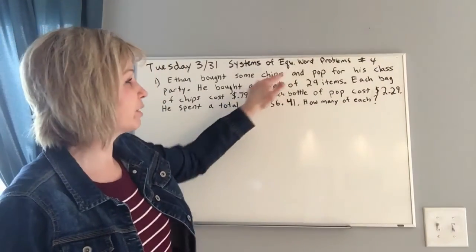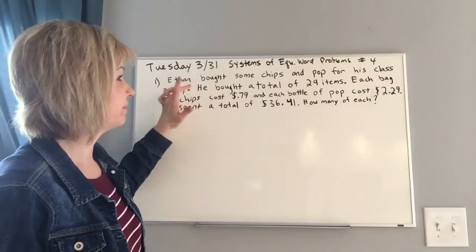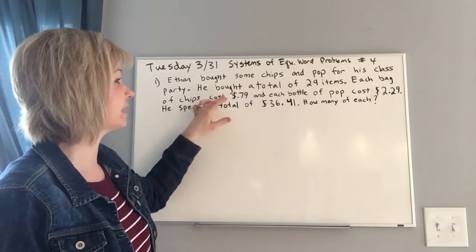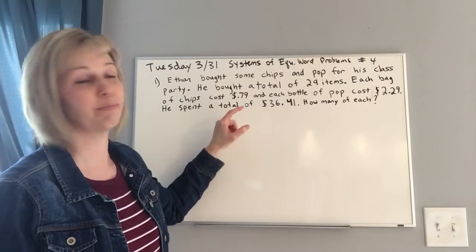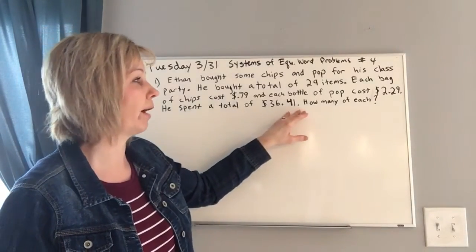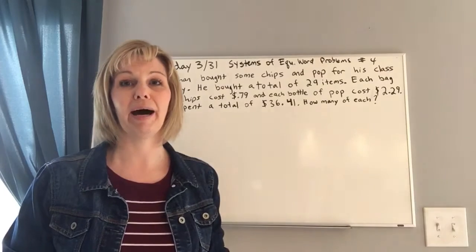All right, so we have chips and pop for his class party. He bought a total of 29 items. Each bag of chips cost 79 cents, and each bottle of pop cost $2.29. He spent a total of $36.41. How many of each did he buy?